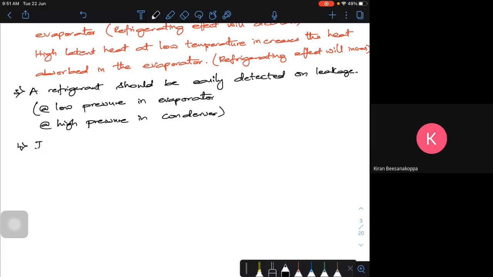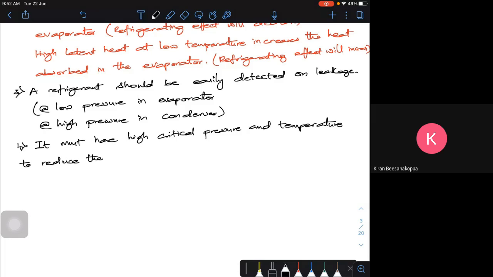It must have high critical pressure and temperature to reduce the power or energy requirements. So this is a plus point for it.